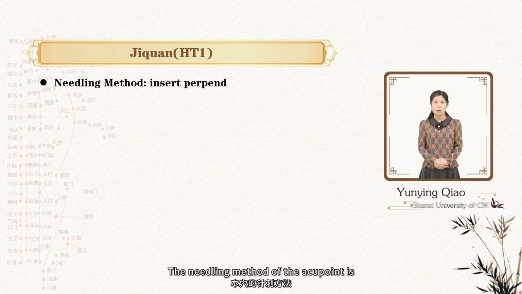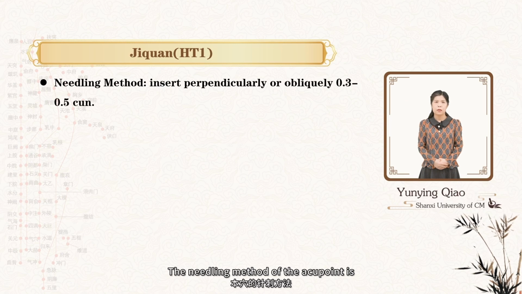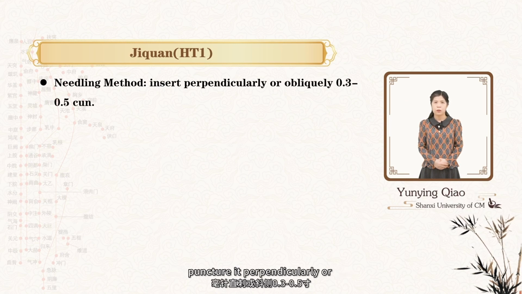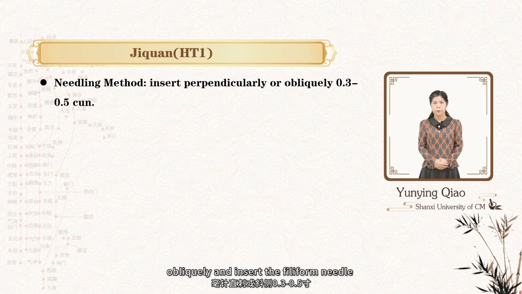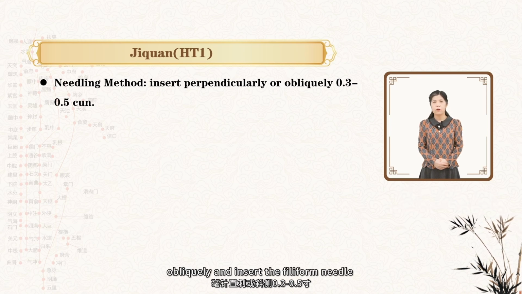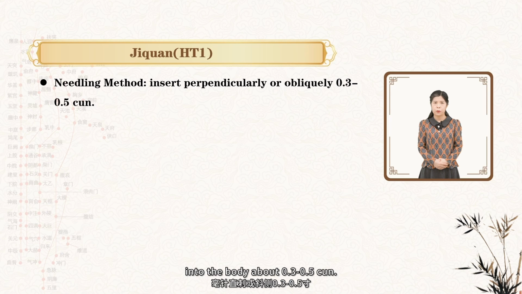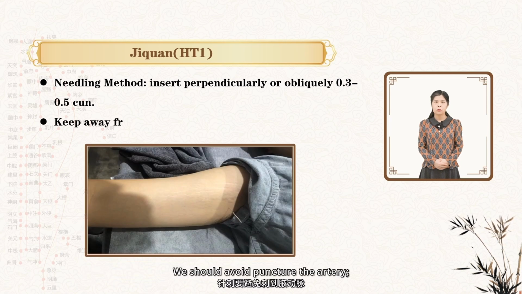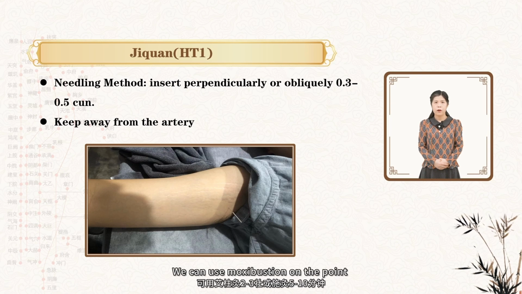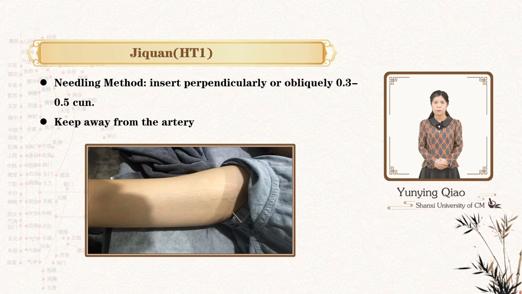The needle method of the acupoint is to puncture it perpendicularly or obliquely and insert the filiform needle into the body about 0.3 to 0.5 cun. We should avoid puncturing the artery. We can use moxibustion on the point for 5 to 10 minutes or 2 to 3 moxa cones.